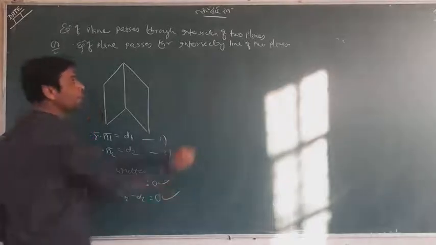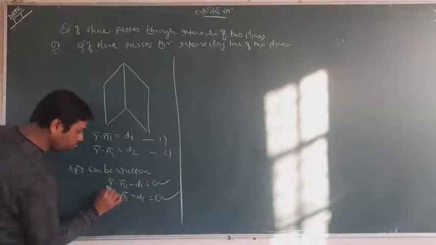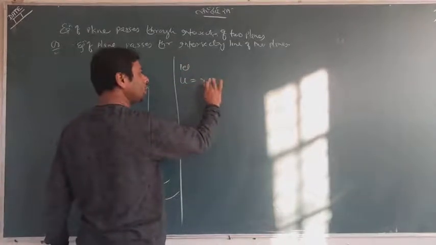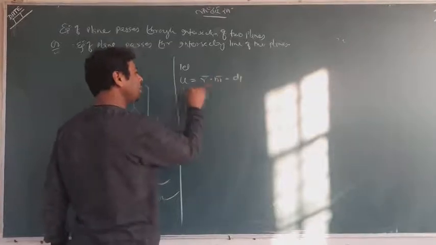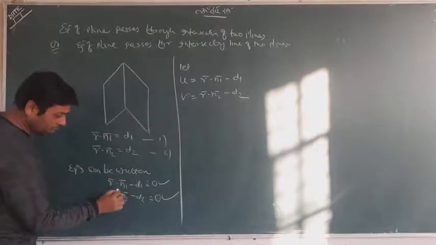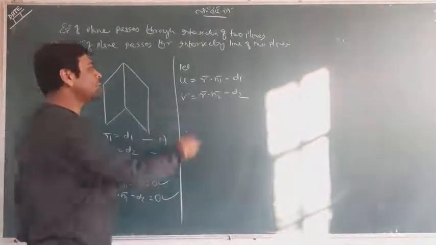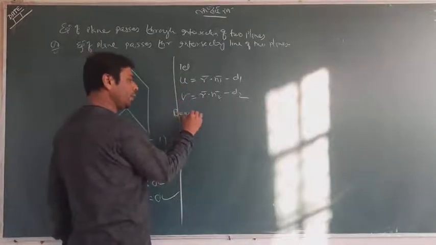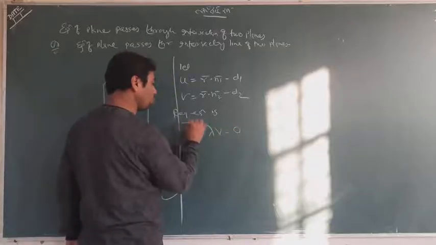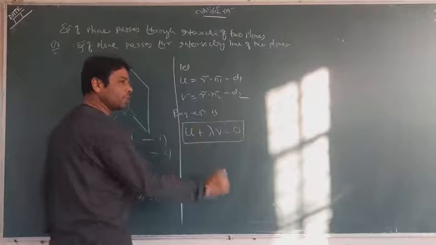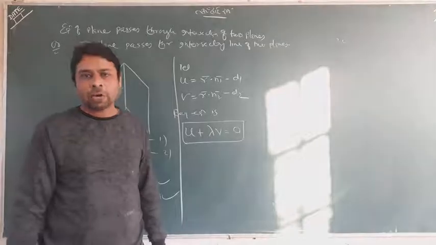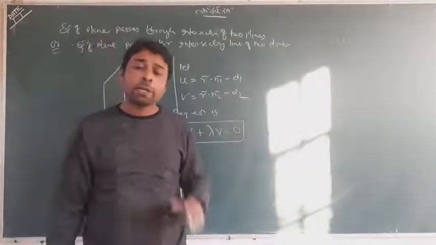Suppose you say this part is u. Say u is equal to r dot n1 minus d1 and v is equal to r dot n2 minus d2. You consider this is u and this is v. After considering u and v, the required equation is u plus lambda v is equal to 0. This is your answer. Lambda is a constant value which you don't know. Actually, you have to find the value of lambda just by satisfying the given condition of the question.